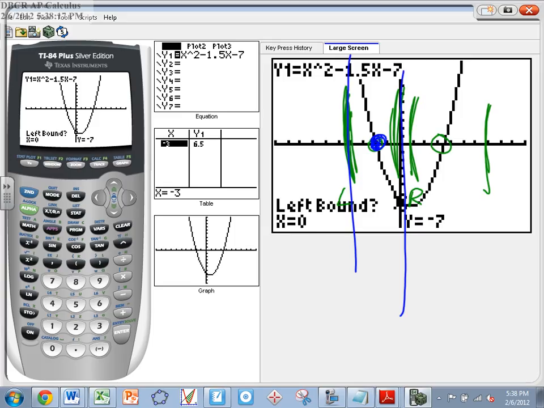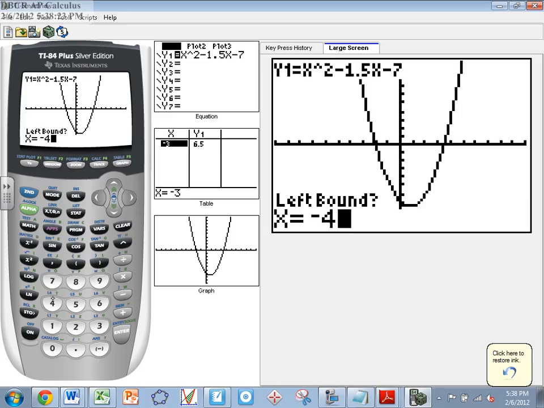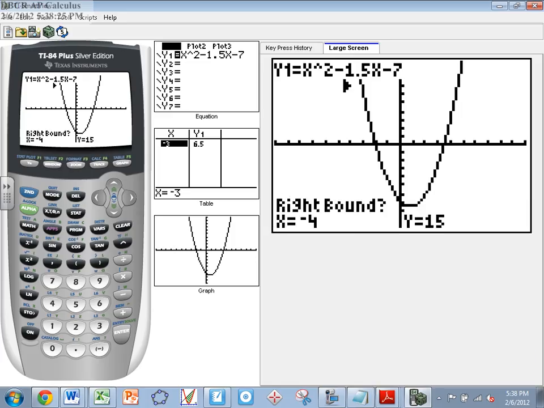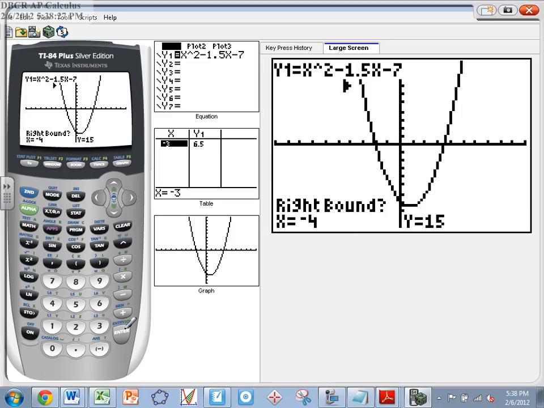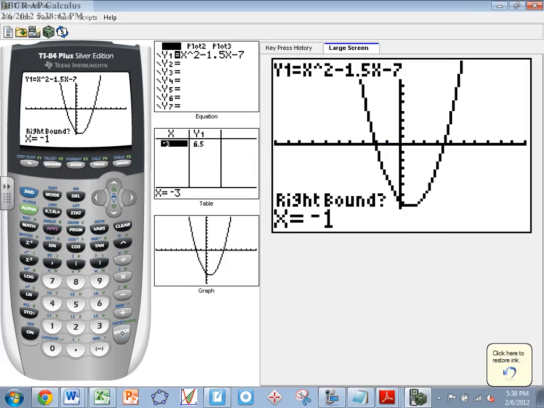So let's go ahead and do that. For a left bound, I might choose something like -4. So -4, enter. That'll put up a wall right there. And the next choice, I might choose -1. So it puts up a wall right around it, and then it will choose. So for the right bound, let's go ahead and choose -1. So -1, enter. And then it says guess.